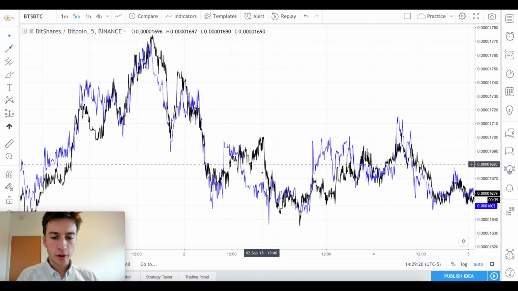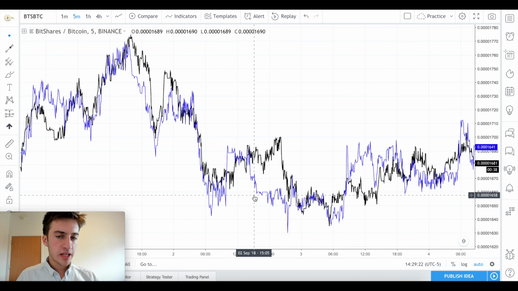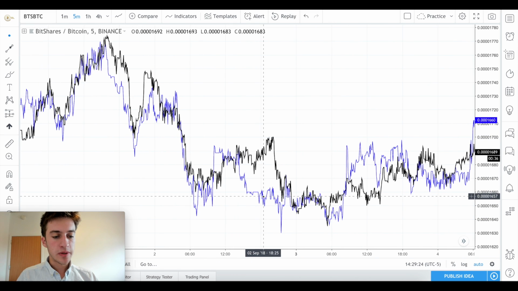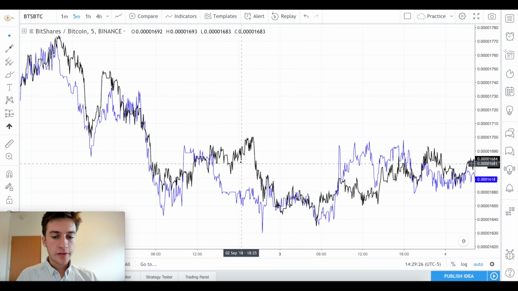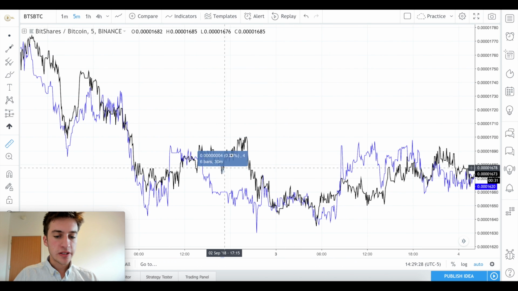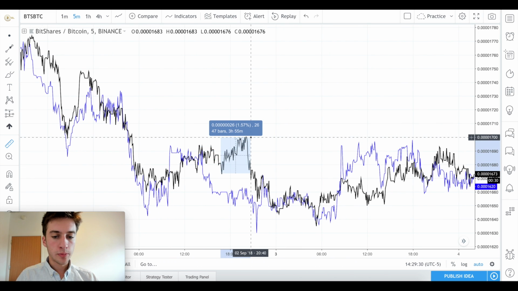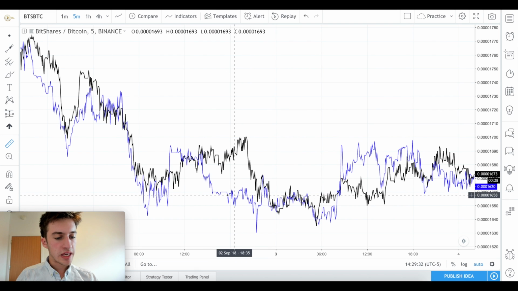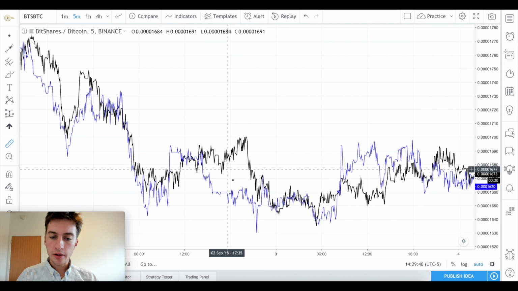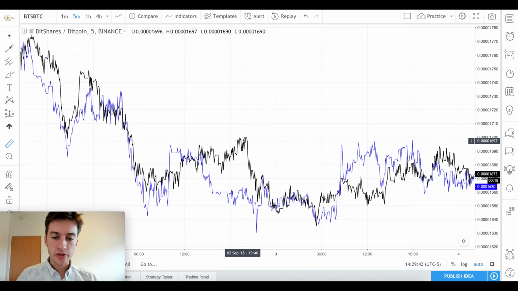Yep, this would be one where you can see BTS BTC is in black and AE BTC is in blue. And if you notice here, BTS BTC went up about 1.6%. AE BTC did nothing, it moved flat. So we can see that there was divergence as this moved up and this did nothing.